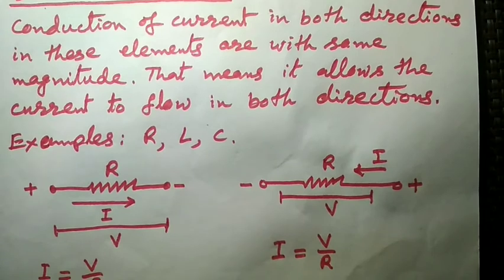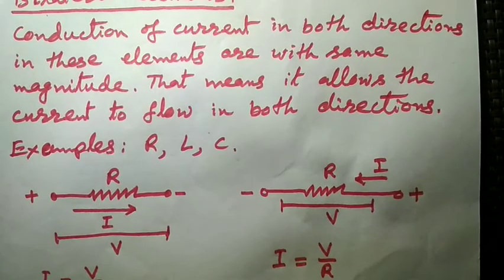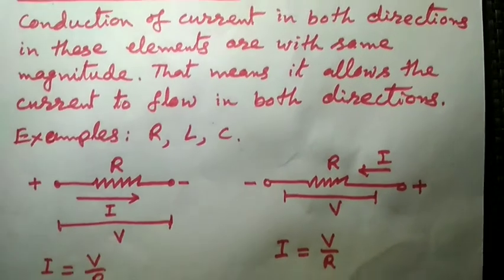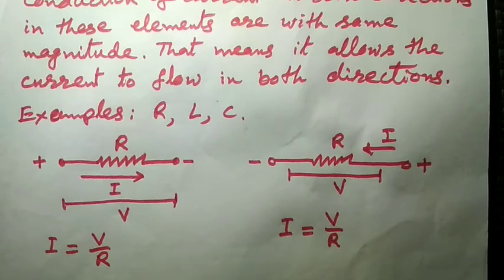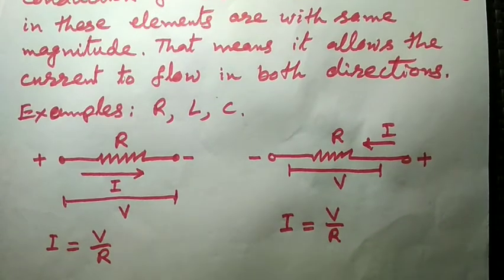That means in the case of resistors, if the polarity across the resistors is changed, the direction of the current will be changed, but its magnitude will be the same. This type of element is called a bilateral element.